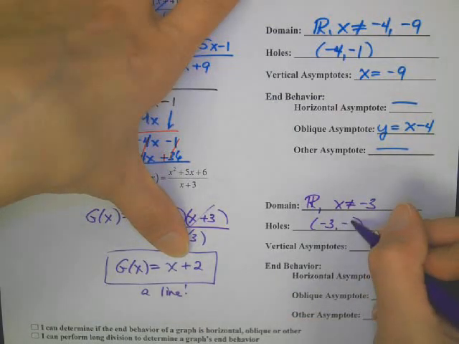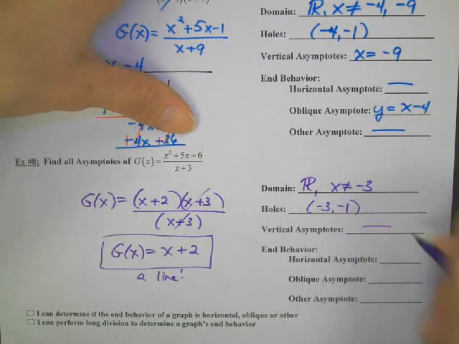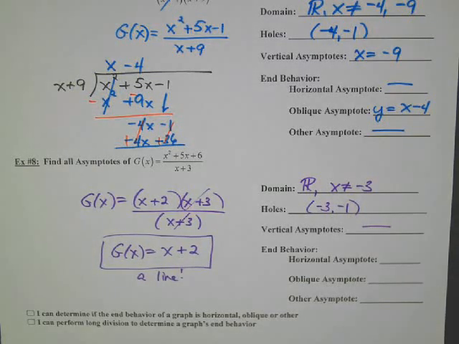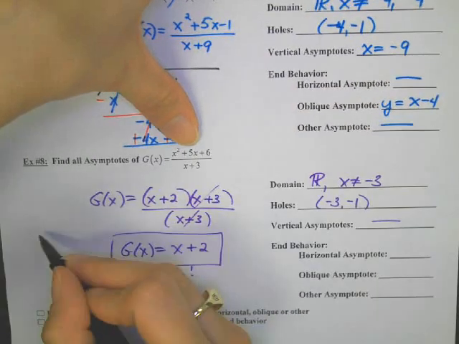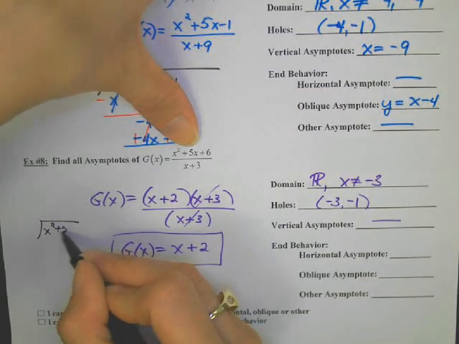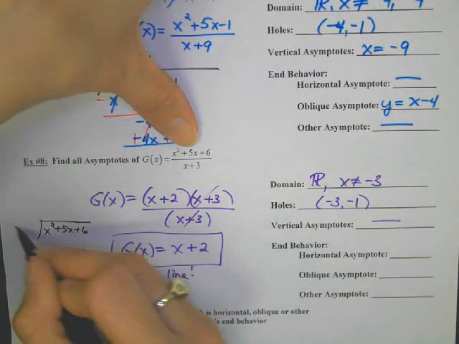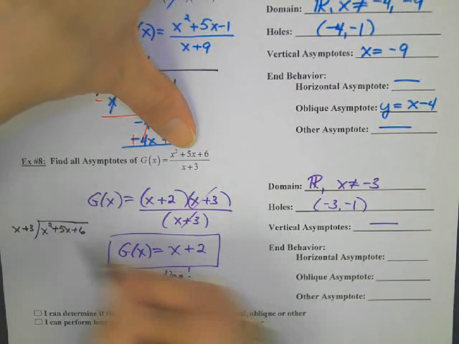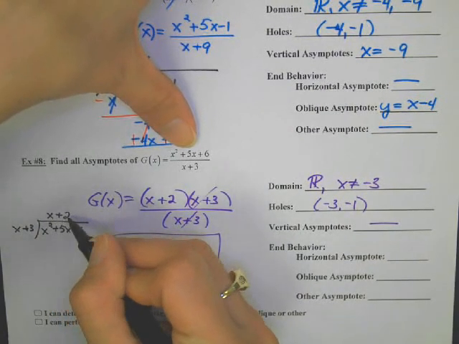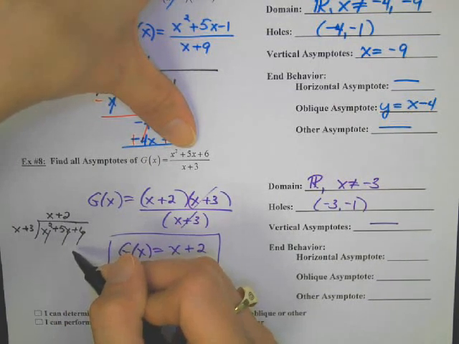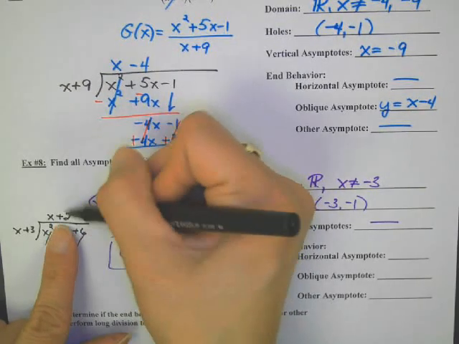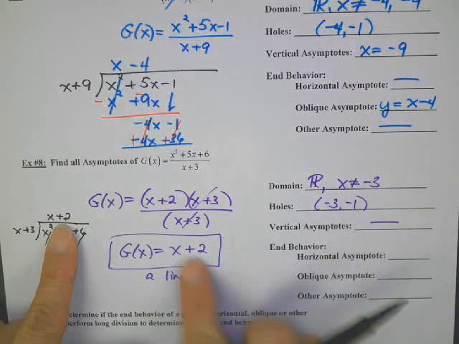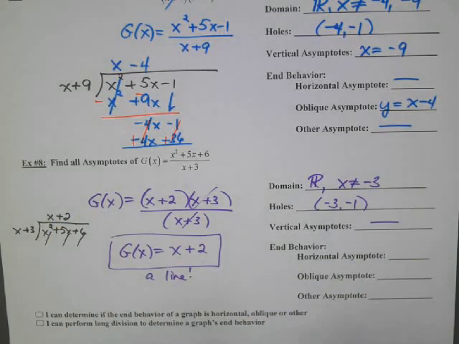In terms of end behavior, this is where it gets a little tricky. If we do long division with this, and we take x squared plus 5x plus 6, and we divide by x plus 3, I know the answer is going to be x plus 2, and everything's going to cancel out. So you're telling me when factors cancel and you get a line, your end behavior follows a line? Well, of course the graph follows a line. The graph is a line.